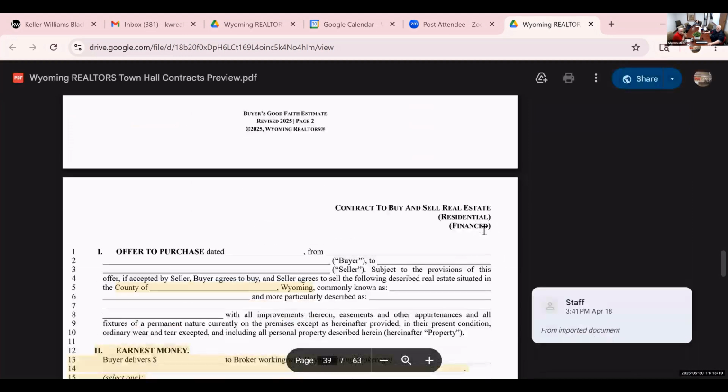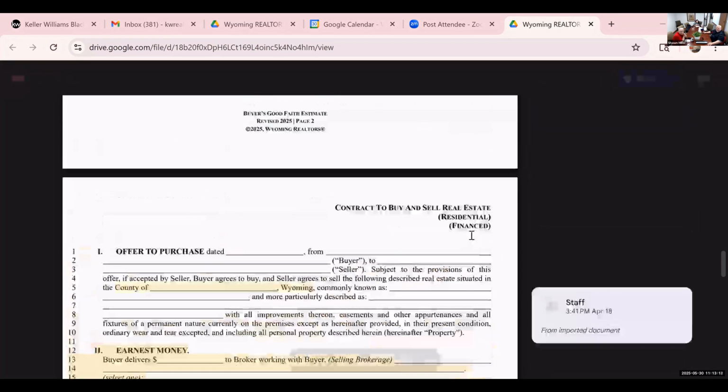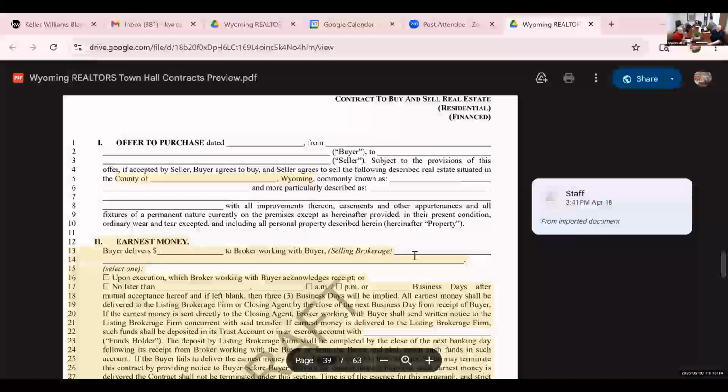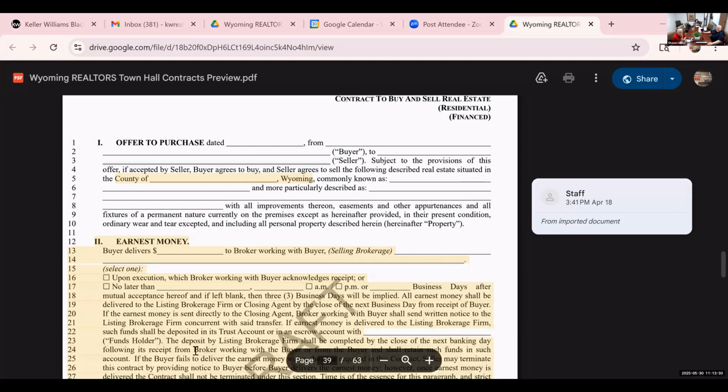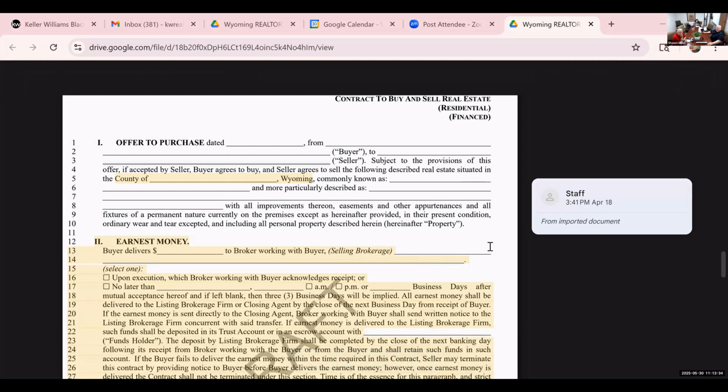Contracted buy and sell real estate or contracted buy and sell real estate financed. So they cleaned this up a little bit. It used to have another line down here that was open, but buyer delivers the earnest money to the broker working with the buyer, which is also considered the selling brokerage, right? Whatever brokerage it is.